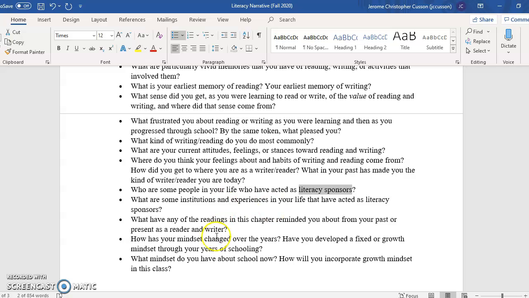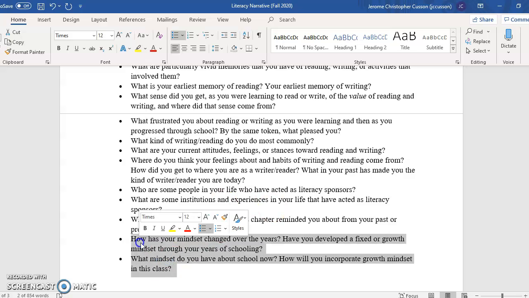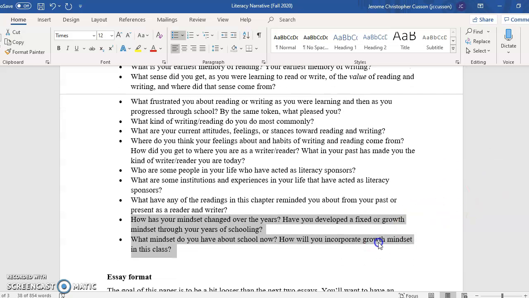And these last two. You know, you did a reading in week 1 about Fixed versus Growth Mindset by Maria Popova. And these are kinds of things that you may have already addressed in your first one-pager, but you might want to address them as well in the literacy narrative, thinking about how your mindset has changed over the years, and whether you developed a fixed or growth mindset through your years of schooling and what mindset you have now. And it's okay if you have a fixed mindset now, but you can talk about how you will become a more growth mindset kind of person. Okay?